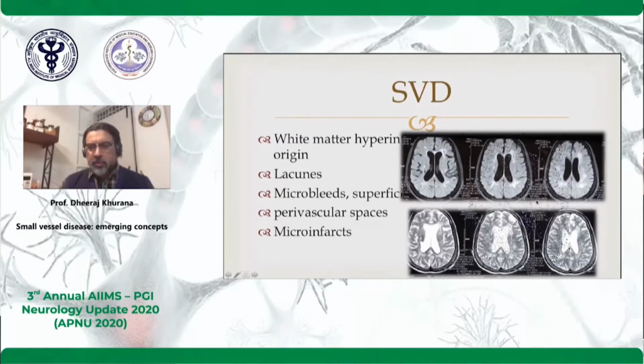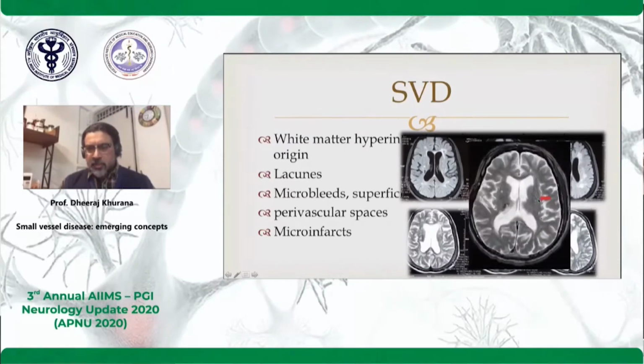Maybe I'll show you this one. This one shows these hyperintensities, which are a bit linear. If you see them very carefully on your scans, these would be linear rather than round or oval, and these are perivascular spaces or the Virchow-Robin spaces, and these are part of the small vessel disease complex.